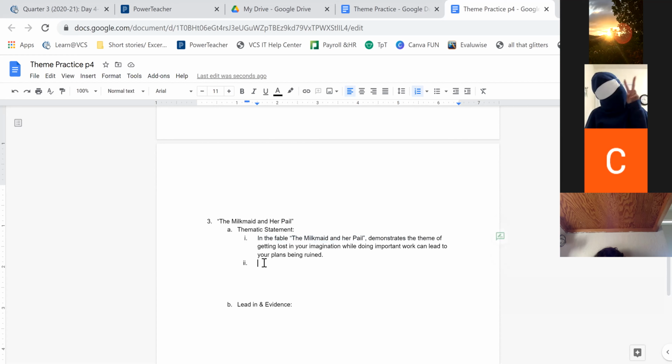Very good. Okay. In the fable, the milkmaid and her pail, the theme. Okay, can you say it slowly for me, Mello, so I can type it up too? Pay attention to what's in the moment. So what's in the moment, okay. Or bad things could happen later on.